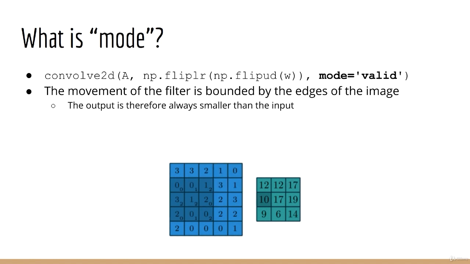The final topic I want to talk about in this lecture is this mode argument. To understand this, it's helpful to look at these animations, which kind of summarize how convolution works. Basically, you're sliding the filter across every possible position in the input image. In this animation, the motion of the filter is bounded by the edges of the image. Because of this, the output image is always smaller than the input image.